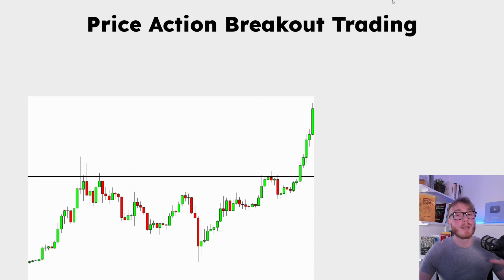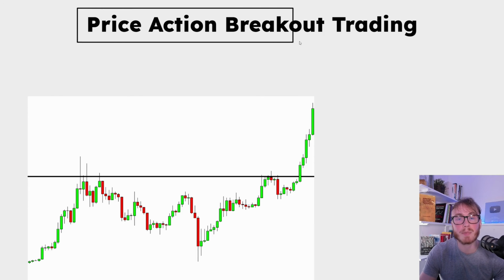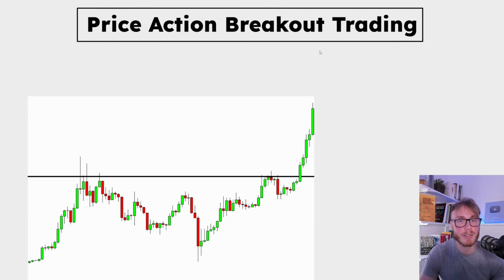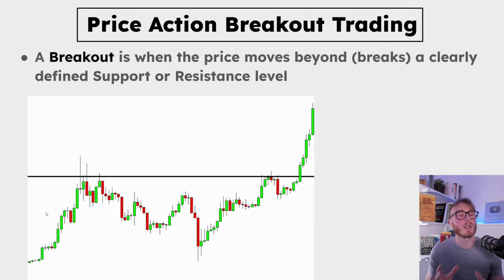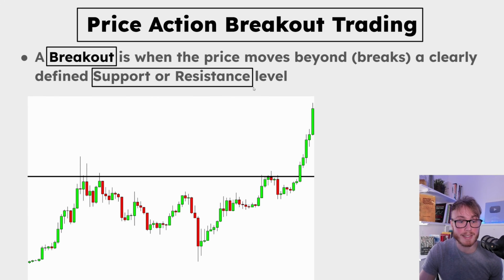But alright, so now when you know a little bit about how to combine price action with support and resistance, now we are finally ready here to take a look at price action breakout trading. Let's first take a look at what a breakout is in the first place. Well, a breakout in trading is when the price moves beyond, or in other words, breaks a clearly defined support or resistance level.